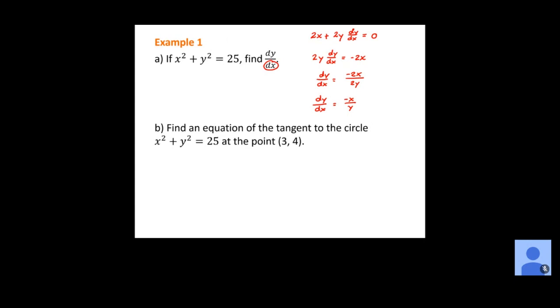So if it was asking for dx/dy, then you would be taking the derivative of every term with respect to y instead. That first term would become 2x dx/dy. And the second term would just be 2y, because that would be dy/dy, and that would just become a 1. So yes, that denominator always tells you what variable you're taking the derivative with respect to. If you're taking it with respect to y, then the x gets a dx/dy, and the y would just be a y.